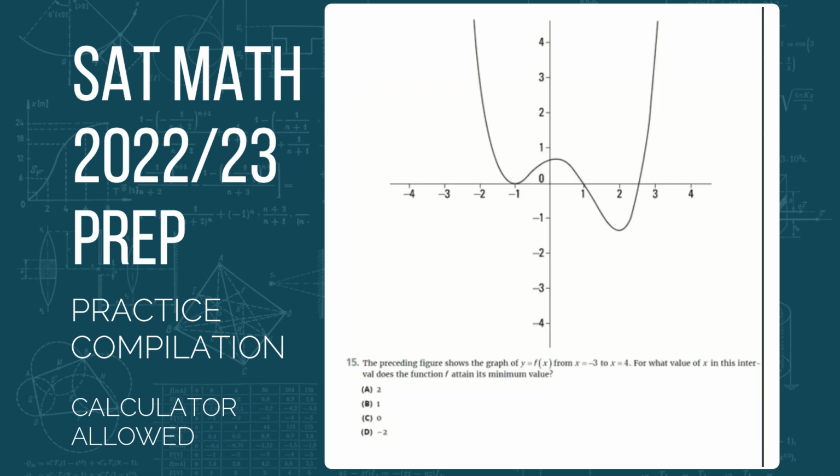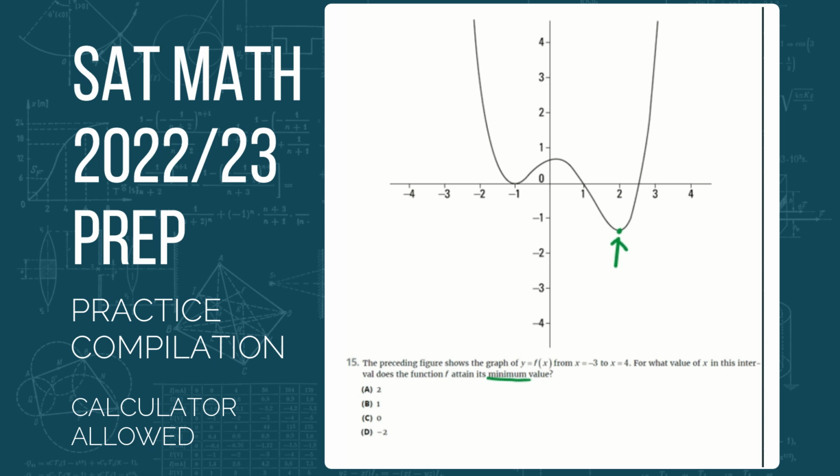The preceding figure shows a graph of y equals f of x from x equals negative 3 to 4. What value of x in this interval does the function f attain its minimum value? All right, let's look at this graph. The minimum value is where y is the lowest. I can find it right here.